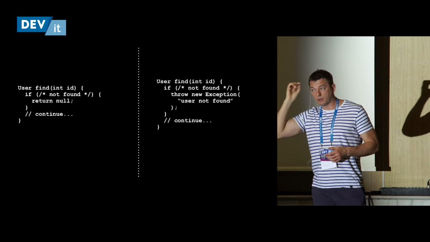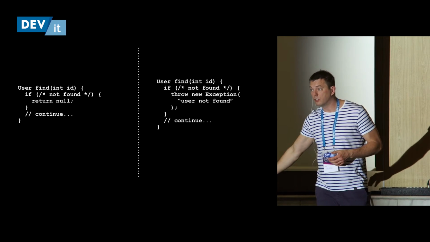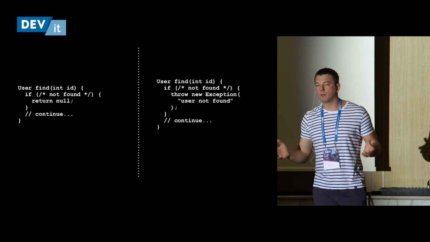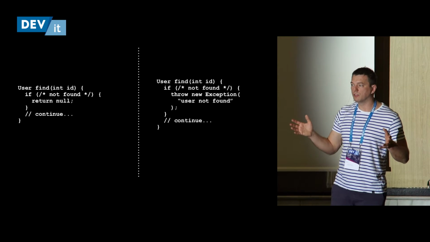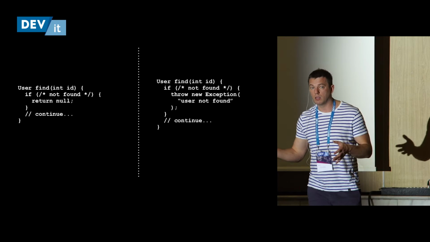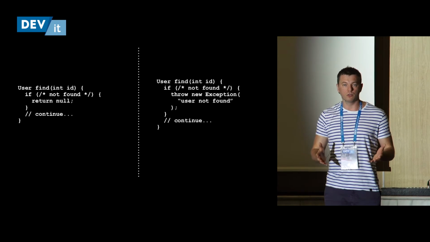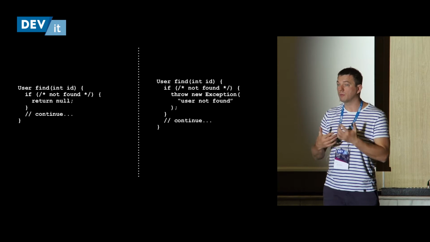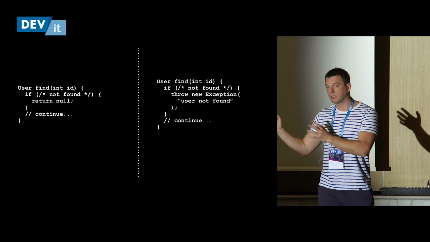This is the very typical anti-pattern, returning null when something is not found. It's very popular in Java and PHP, in different languages, in Ruby as well. If something is not found, return null. If something is not clear, I cannot return the object you're expecting, so I'm returning null. And this is really bad.